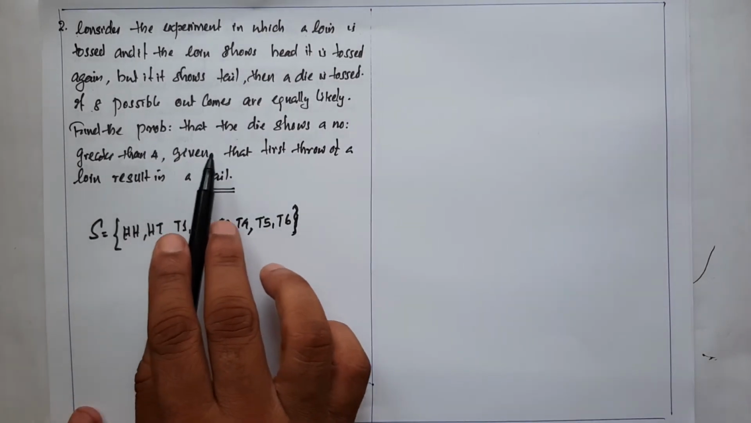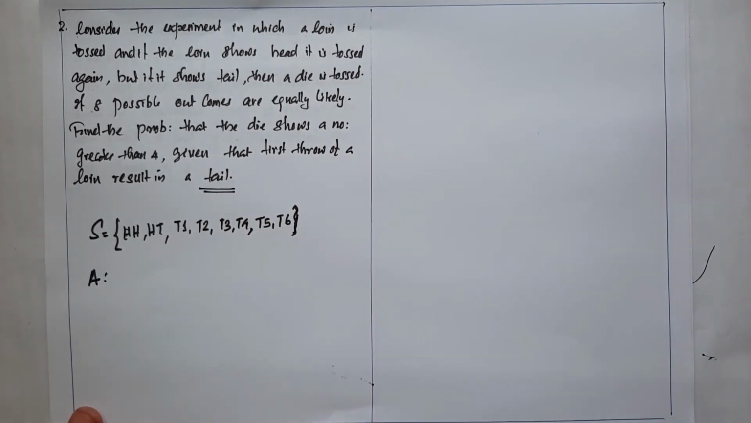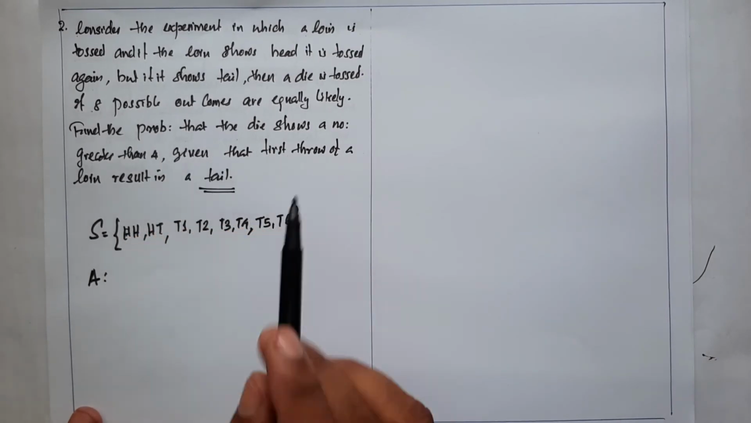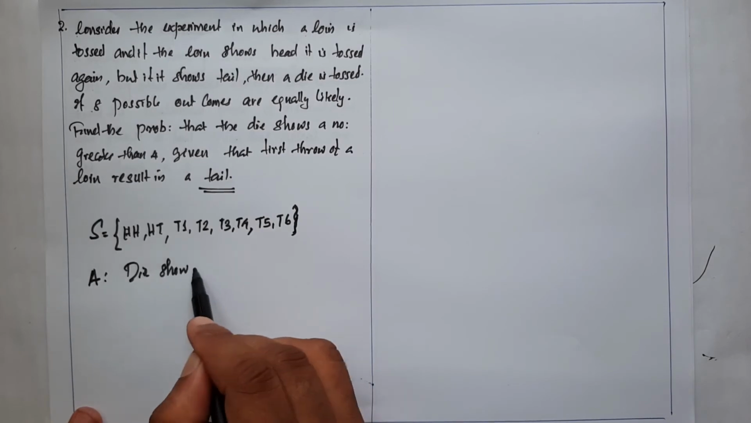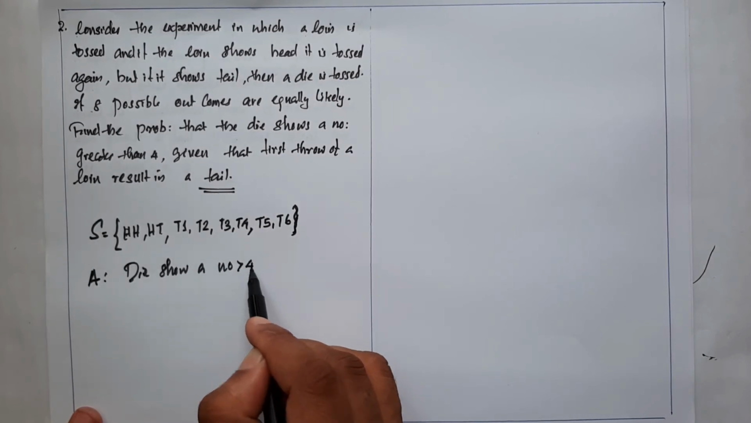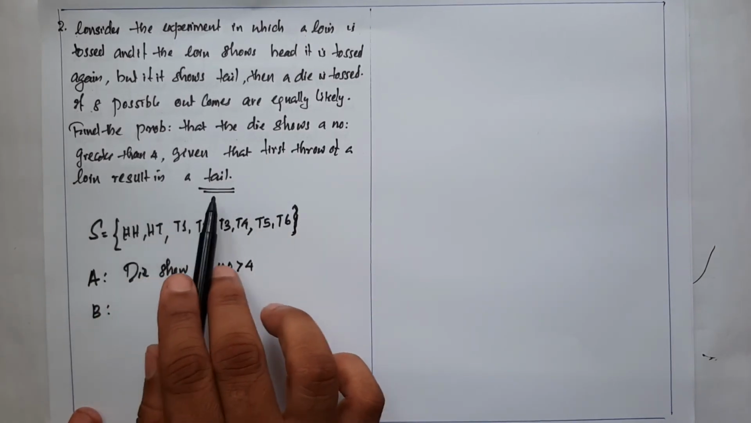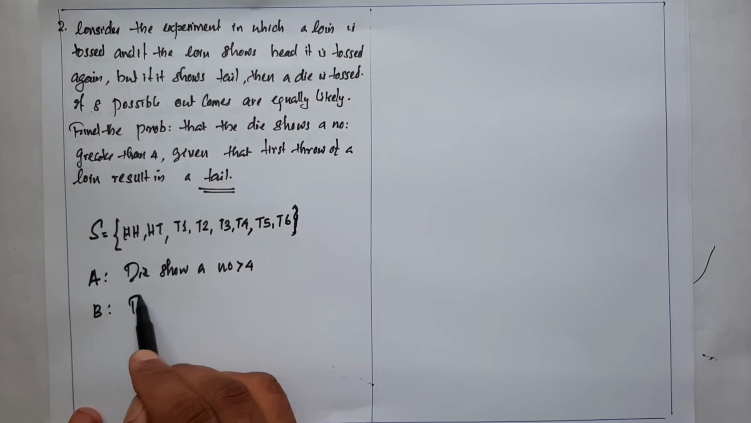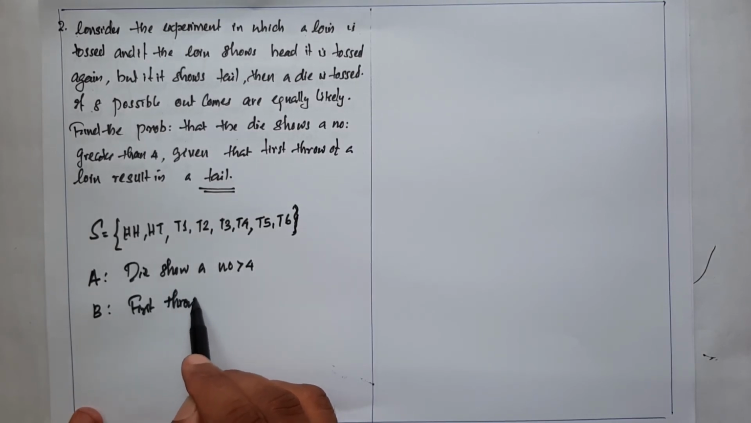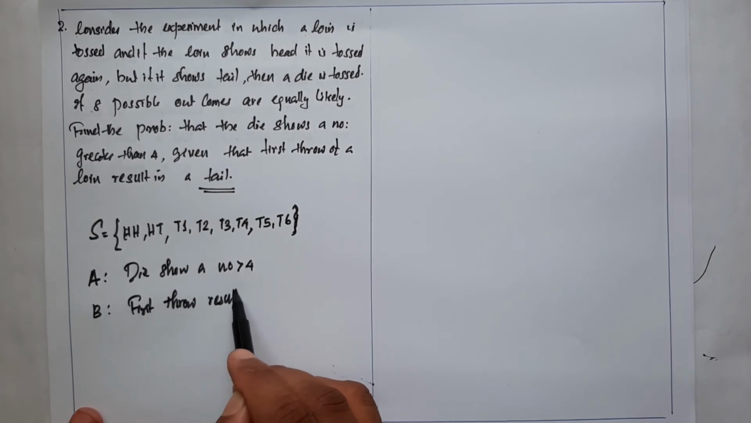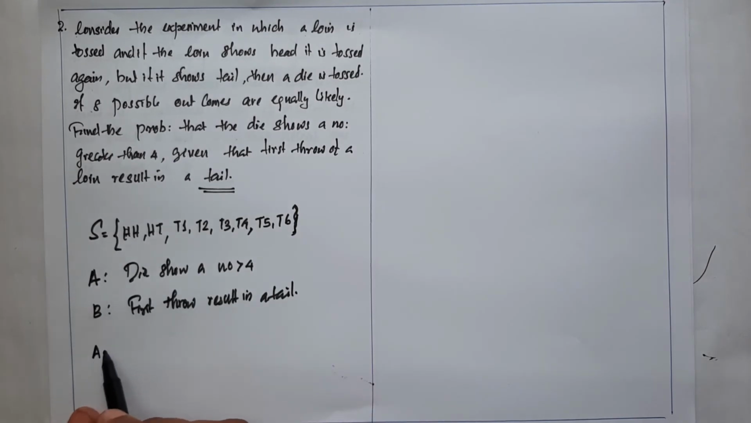Now we find the probability of each element. First of all, we find A: the die shows a number greater than 4. And let B be the event that the first throw of a coin results in a tail.